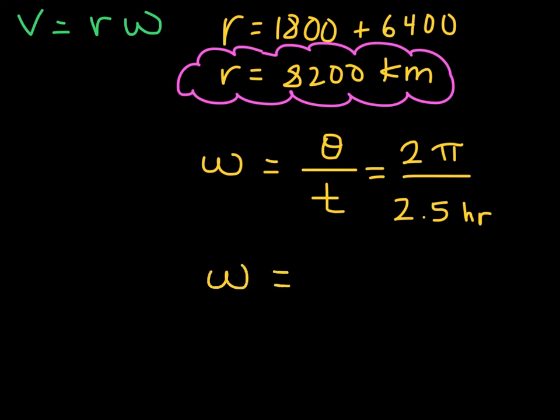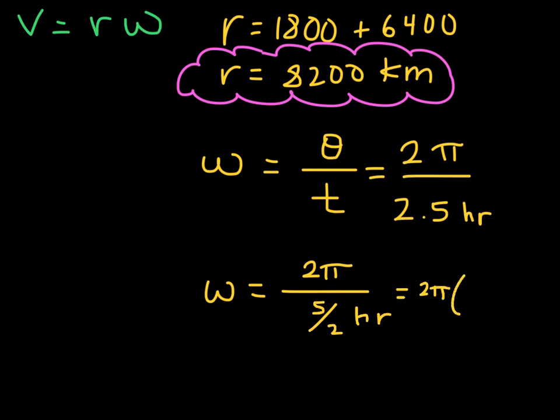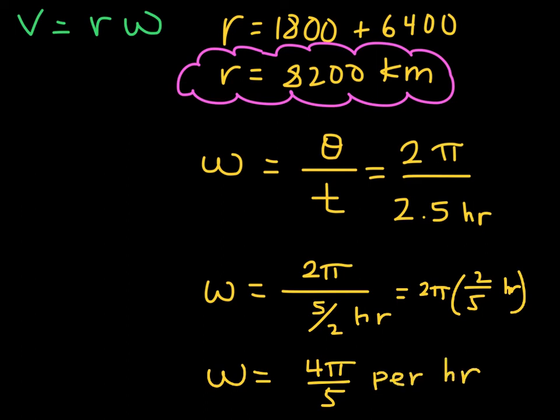I'm not going to use a calculator. I'm going to write 2.5 as 5 halves, right? This is per hour. All right, so this is 2 pi radians times 2/5, and then we have hours. We can see that omega, the angular speed, is 4 pi over 5 radians per hour. All right, per hour, everybody.